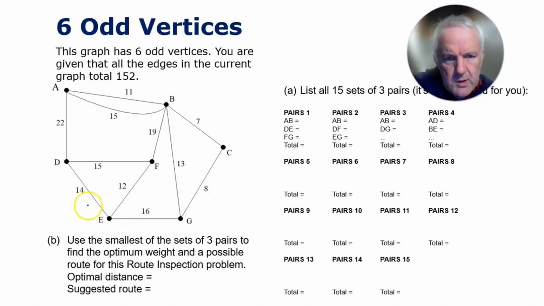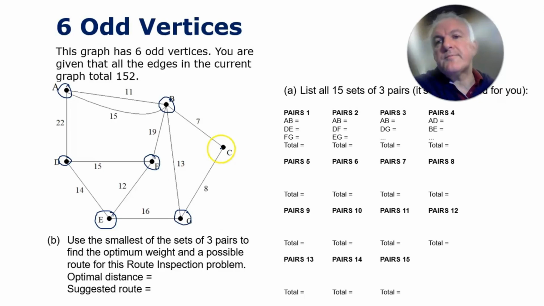I've started it for you, so I've identified then that A and B apparently are odds. I know this from over here. D and E apparently are odds, because I've already identified the pairs. F and G are odds. And in fact, only C isn't an odd. So I've paired them up. A to B is 11, can't beat 11. D to E looks like 15 is the best. And F to G, where's F to G? F to G, what's that?